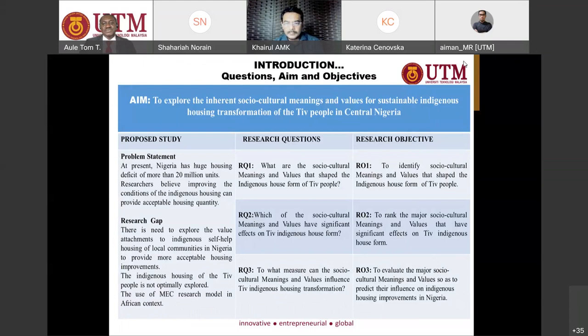In the formation of the questions and objectives, the main aim is to explore, as stated, the sociocultural meanings and values for sustainable improvement of the indigenous housing. The objectives are to first identify the meanings and the values that shape the house form of the people. And then from there, we rank them. Not all of them are valid. The identification could be up to 100, but we rank the ones that are really valid. Lastly, the objective is to evaluate them, to test them using inferential statistics, so as to predict their influence on indigenous housing improvements in Nigeria.